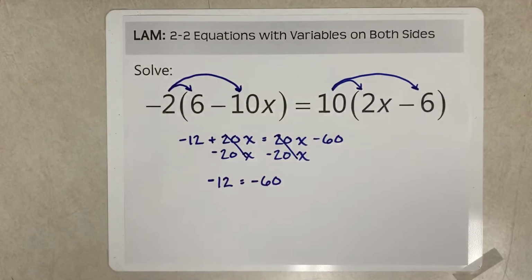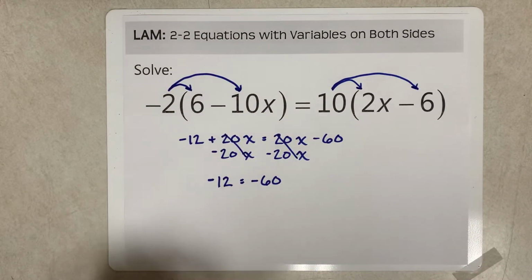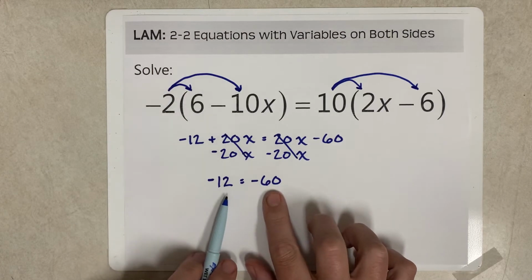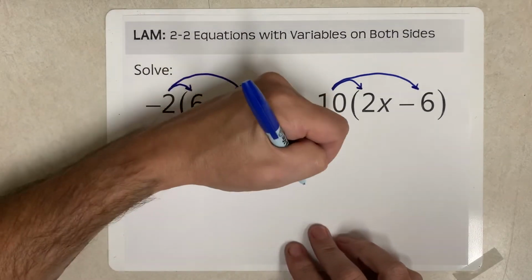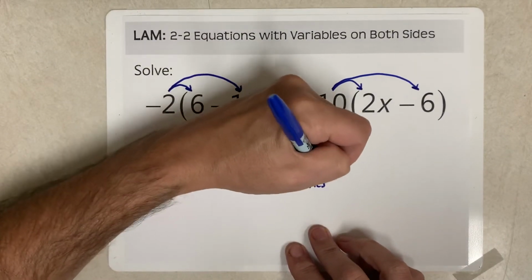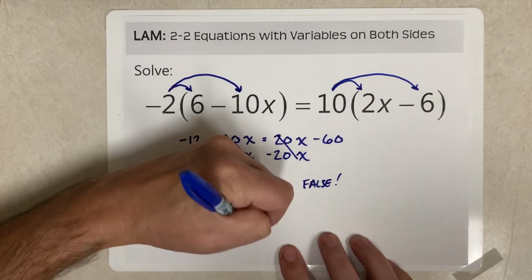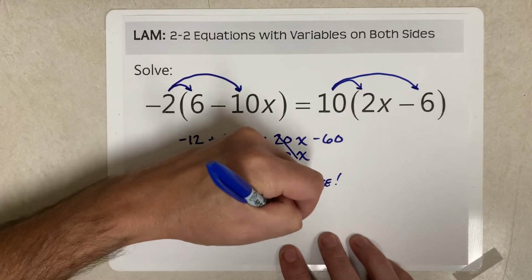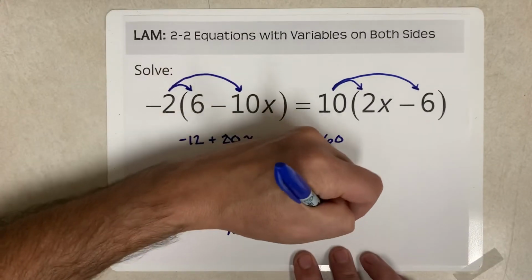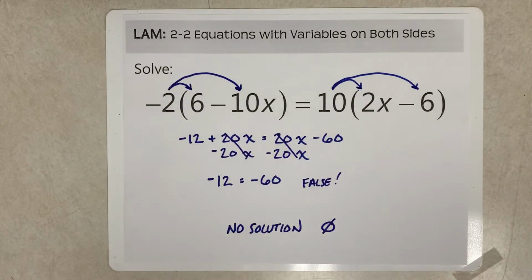So when the x's cancel out, it's either going to leave a true statement or a false statement. This right here, negative 12 does not equal negative 60. That's false. So when it leaves a false statement, we say it is no solution, or we can use the symbol for the empty set, just like that. And that's going to happen. Sometimes you'll have no solution, sometimes you'll have all real numbers. Just kind of depends on the problem.